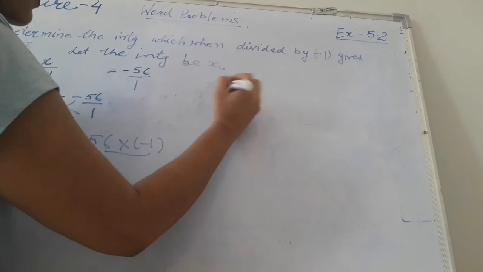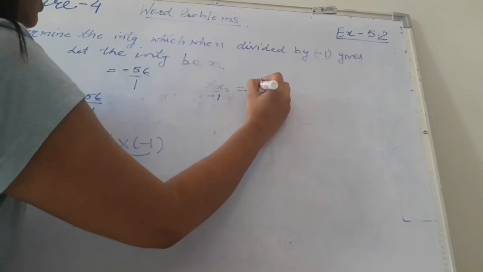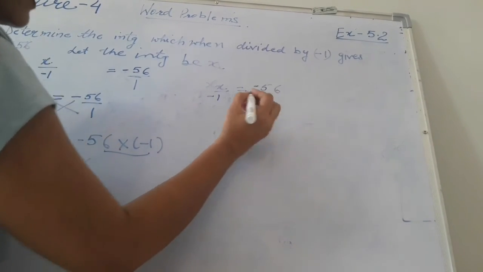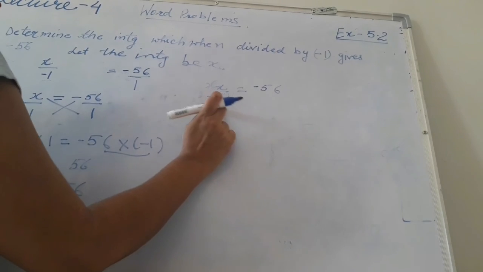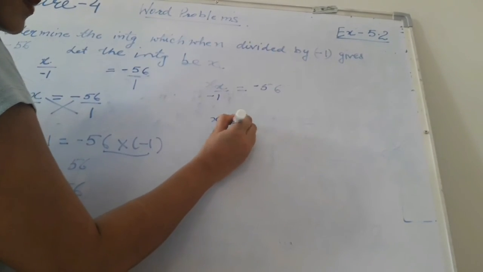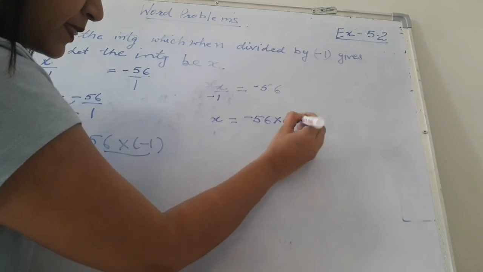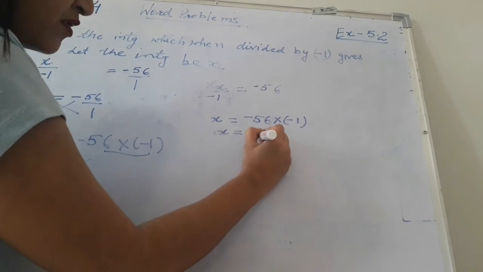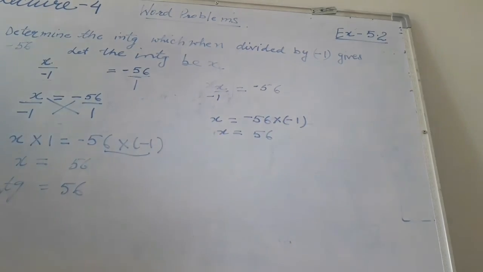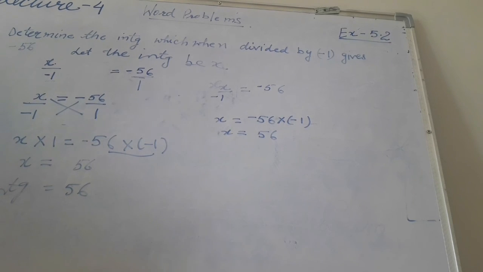Okay, and in another way, if you are having x upon minus 1 is equal to minus 56, then you know here it is division, and when it goes to the right hand side it becomes multiplication. Okay, then x is equal to plus 56. Got it? In this way you can solve your word problems, and I hope I have covered all the word problems. And if you found any problem, you are free to ask. Thank you and have a good day.